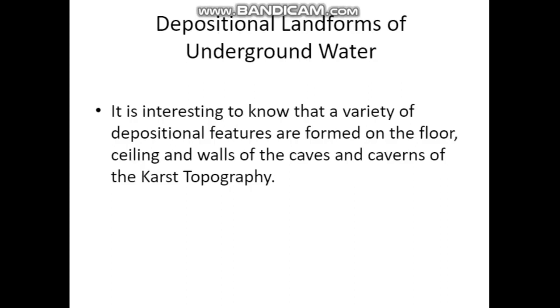So how do these depositional landforms form from underground water? It is interesting to know that a variety of depositional features are formed on the floor, ceiling and walls of the caves and caverns of the karst topography. Depositional means padivu. Many varieties of things are carried while the river is flowing, like stones, waste, etc. Depositional features are formed on the floor, ceiling and walls of the caves and caverns of the karst topography.